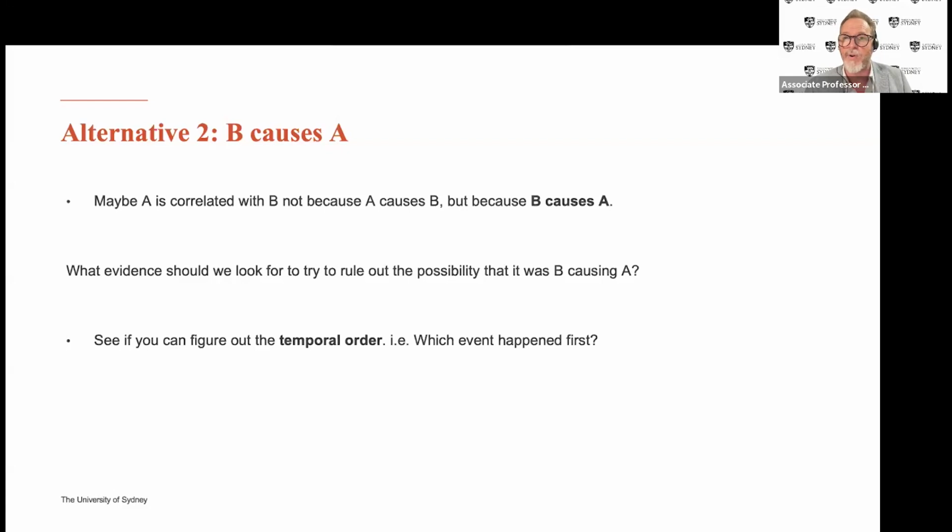So given that causation works forward in time and not backwards in time, we know that if A happened before B, then B did not cause A. So that's our test to try and rule out the second alternative possible explanation of why A might have gone together with B.